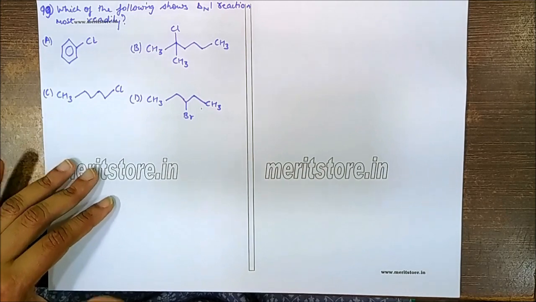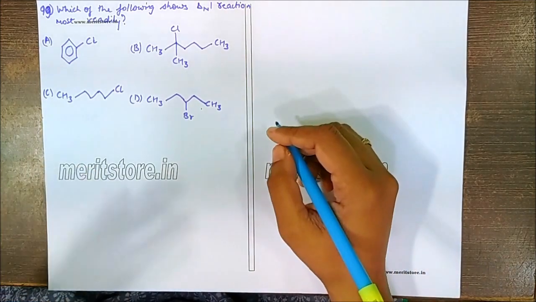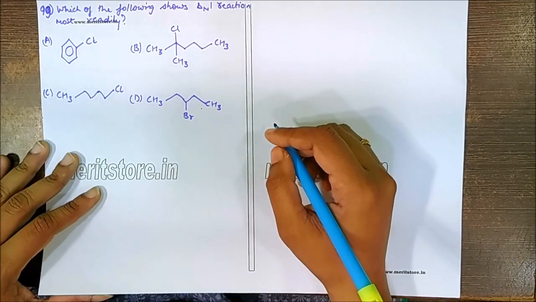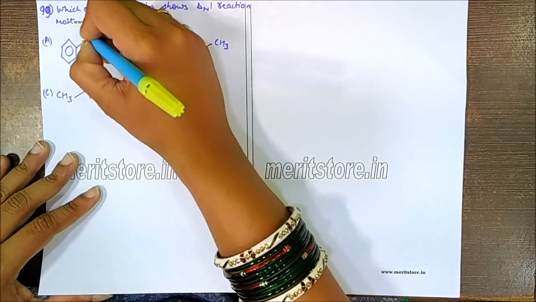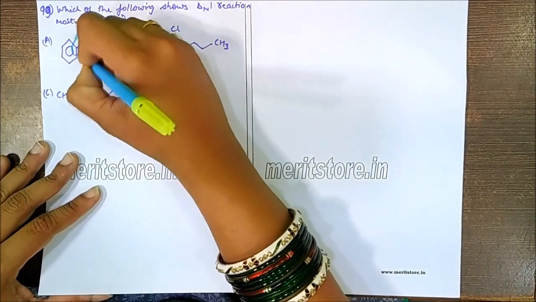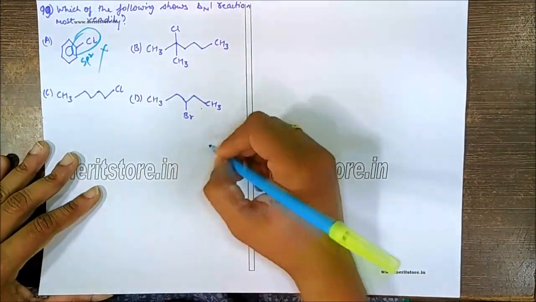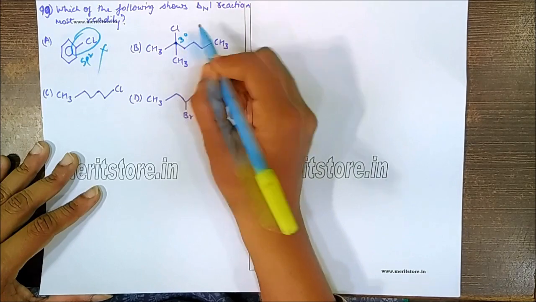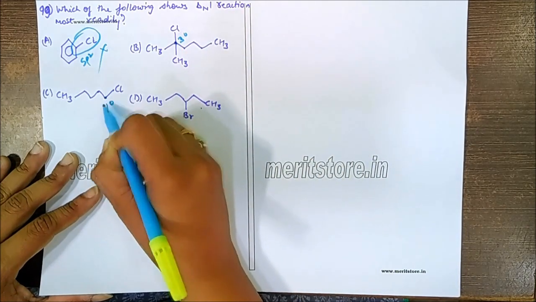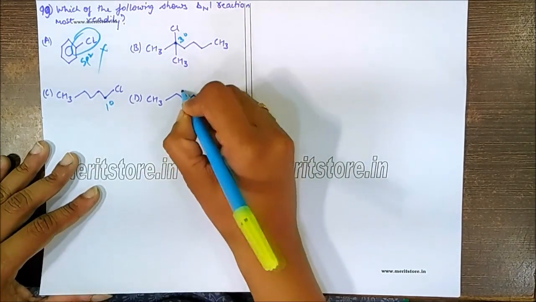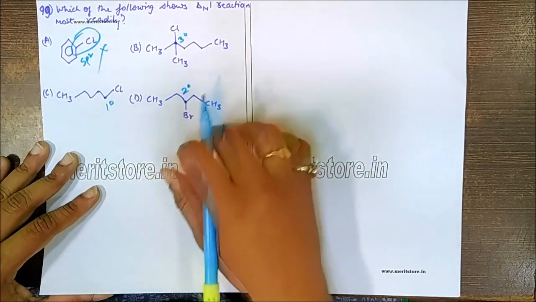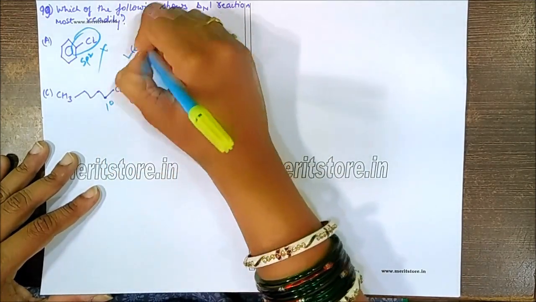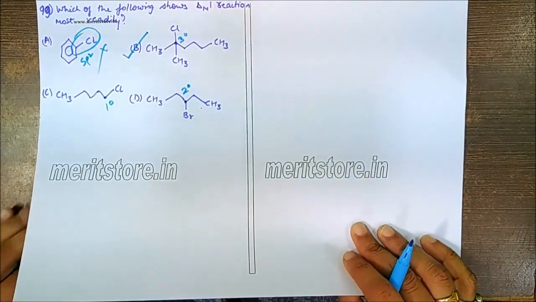Which of the following shows the SN1 reaction? Again, it's SN1. So if it is SN1, the tertiary carbocations are more stable. This one is directly attached to the sp2 hybridized carbon, so it is not a stable carbocation at all. This is a chlorine attached to the tertiary carbon. This chlorine is attached to a primary, and this bromine is attached to a secondary carbon. Out of these, the more stable is the tertiary, and hence option B will undergo the SN1 reaction more readily.